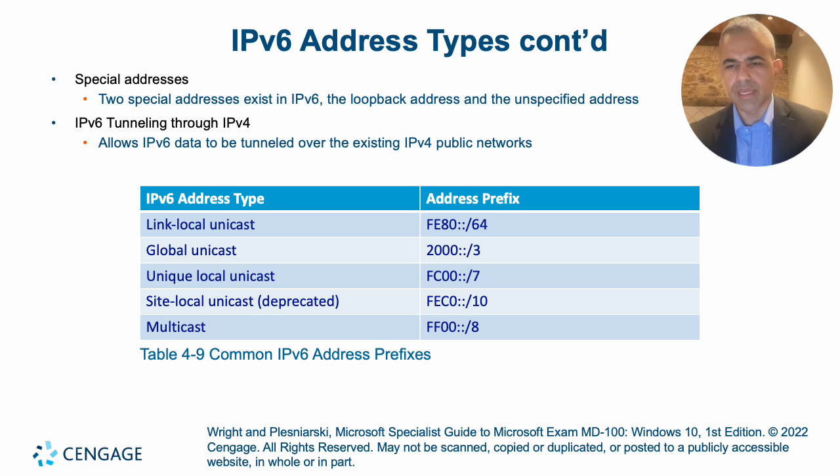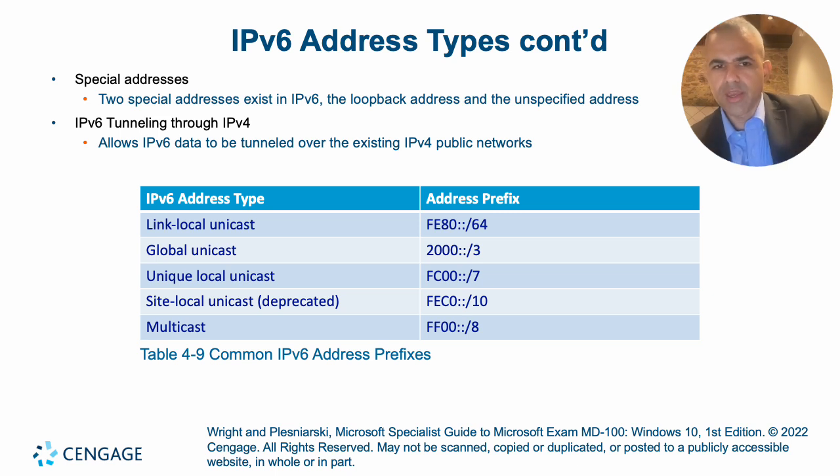Okay. IPv6 address types continued also include the special addresses. So just like in IPv4, we have a loopback. IPv6 has the loopback address and then the unspecified address. The loopback address is again to test, and the unspecified address is also for testing purposes. IPv6 tunneling through IPv4: if I am communicating out to you and you can only understand IPv4, I can wrap my IPv6 message in an IPv4 wrapper, and I can communicate with you.